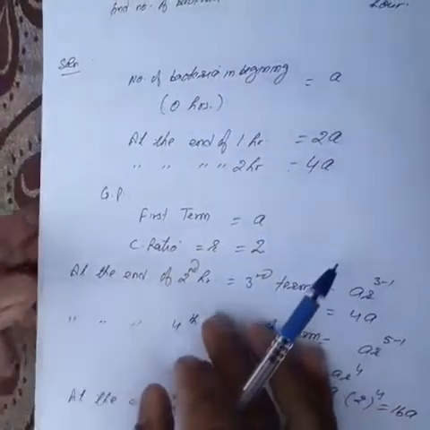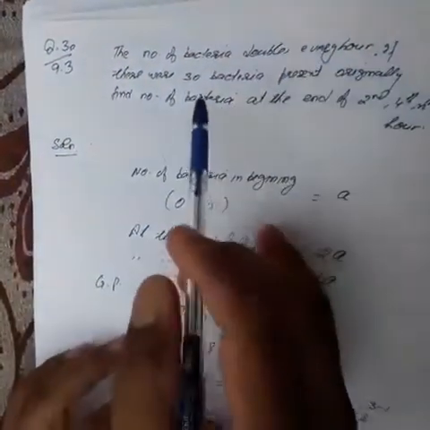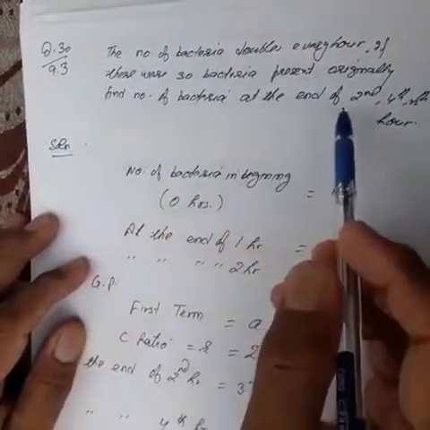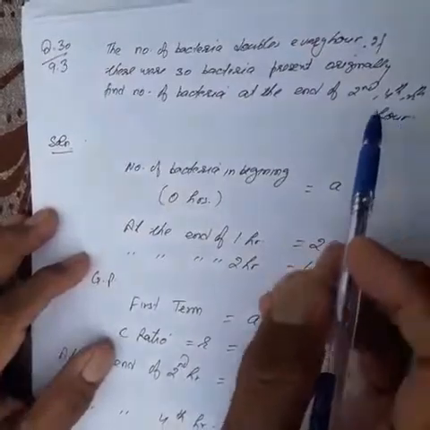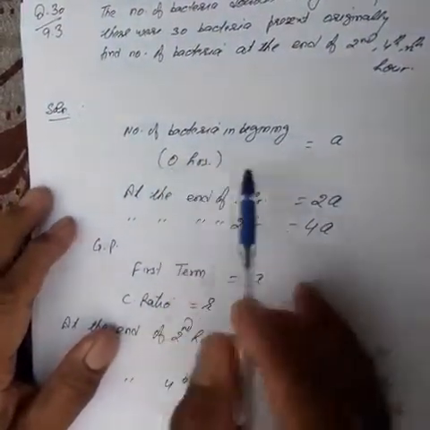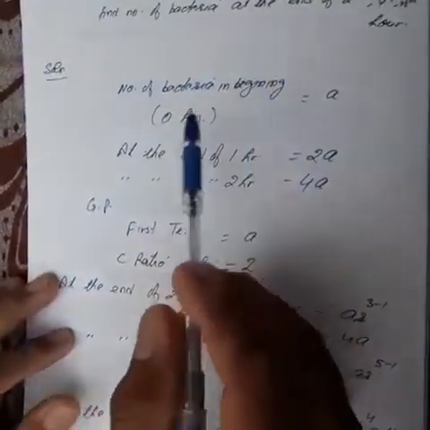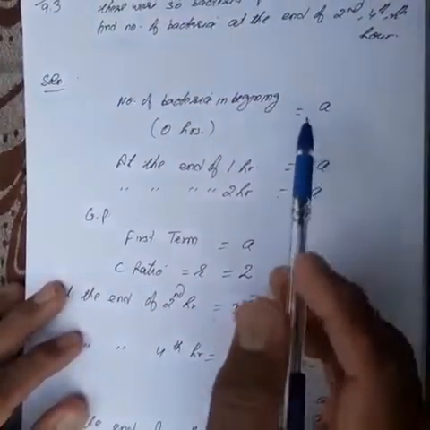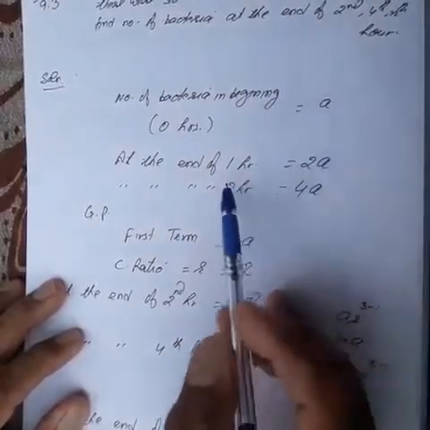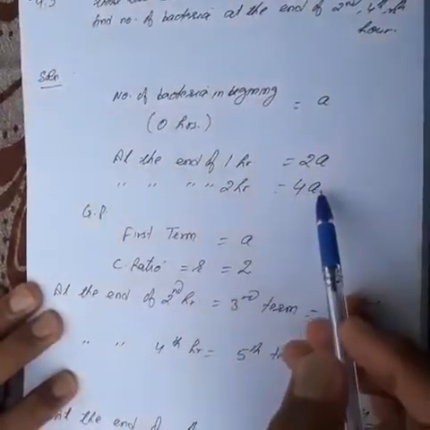Now move on to question number 30. The number of bacteria doubles every hour. If there were 30 bacteria present originally, find the number of bacteria at the end of the second, fourth and nth hour. Now the number of bacteria in the beginning, at 0 hours, let it be A. At the end of 1 hour, because the bacteria count is doubling after every hour, it is 2A, 2 times.